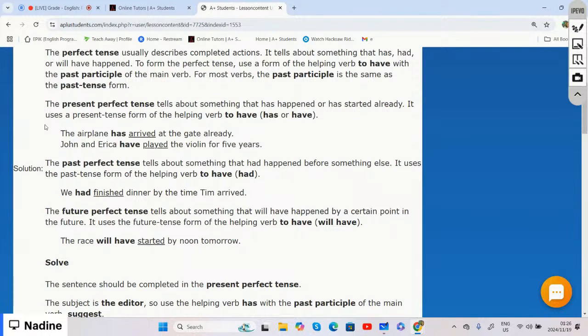And if we look at the example, right? And before we even go to the example, it says it usually uses the future tense form of the helping verb to have, which is will have.